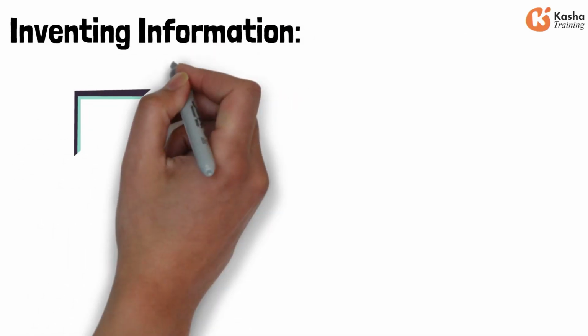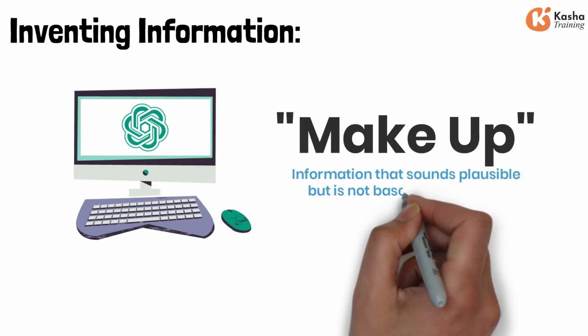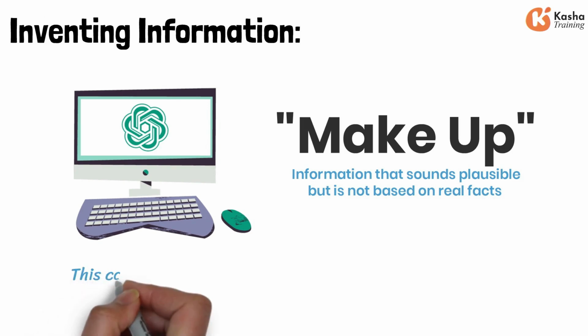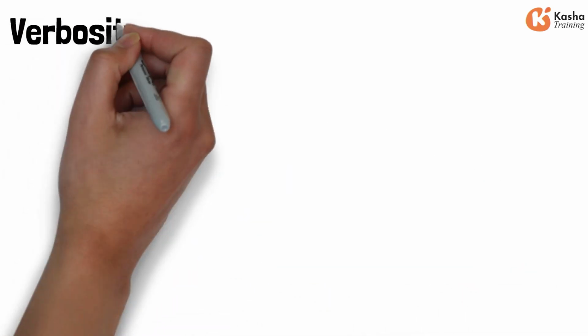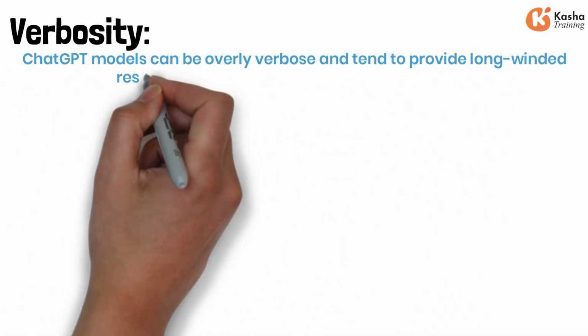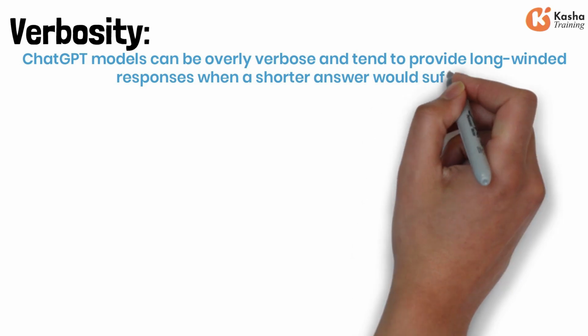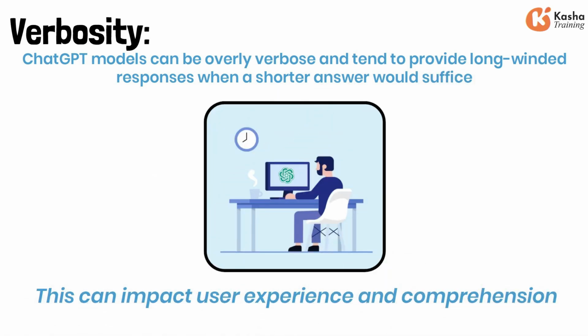Inventing information: ChatGPT may sometimes make up information that sounds plausible but is not based on real facts. This can be a concern in scenarios where accuracy is crucial. Verbosity: ChatGPT models can be overly verbose and tend to provide long-winded responses when a shorter answer would suffice. This can impact user experience and comprehension.